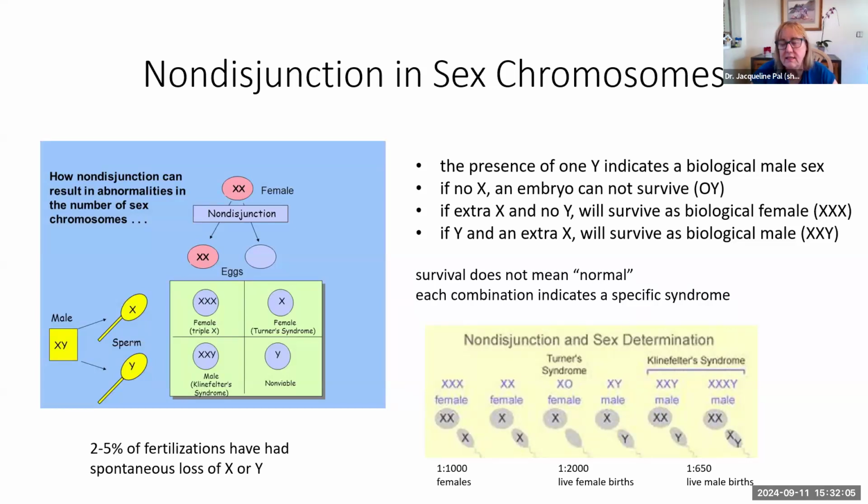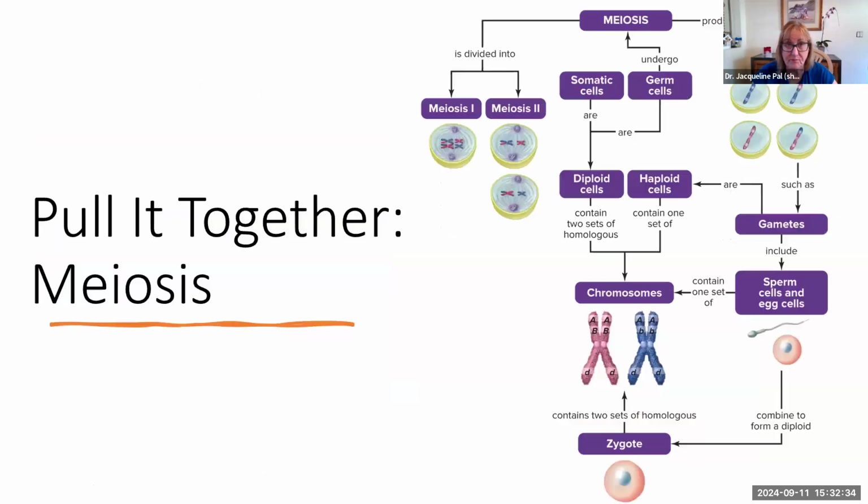So the incidence is not nearly as rare as you may think. 1 in 1,000 females have more than 2 X chromosomes. 1 in 2,000 live female births only have 1 X chromosome, and 1 in 650 male births have 2 X chromosomes or more. So it's not a rare occurrence at all.